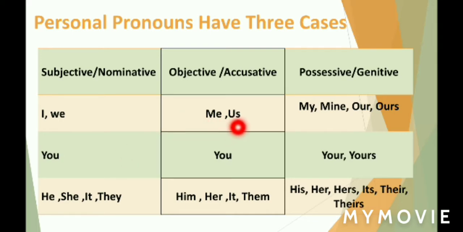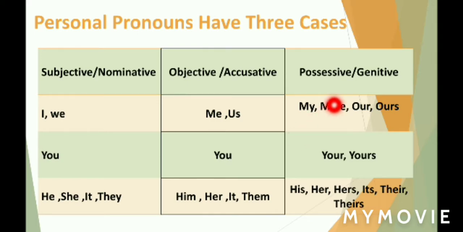Next one, objective case. All those pronouns that we use at the object place, like for first person, me and us. For second person, you. For third person, he changes into him, she changes into her, it remains the same, and they changes into them.